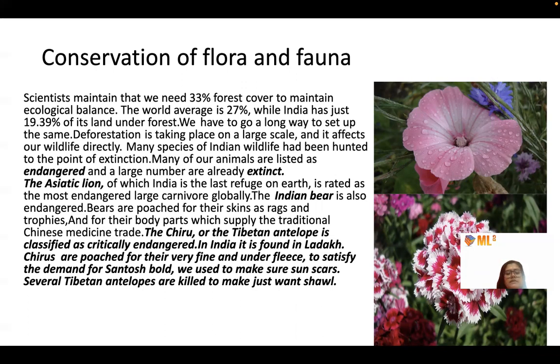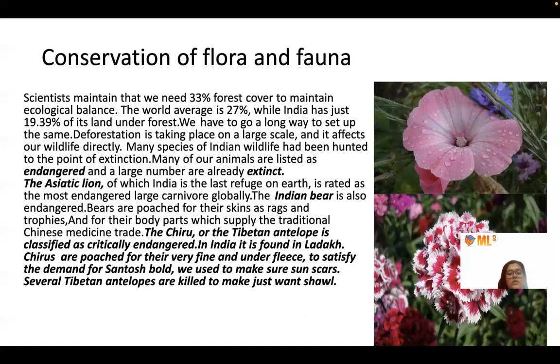That means they no longer exist on the planet. So we will here see some of the important animals that are actually getting depleted. First animal is the Asiatic lion. Where is it available? The Asiatic lion, of which India is the last refuge on earth. मतलब इंडिया में ही बस ये अवेलेबल है और किसी भी जगह में ये अवेलेबल नहीं है. It is rated as the most endangered large carnivore globally.